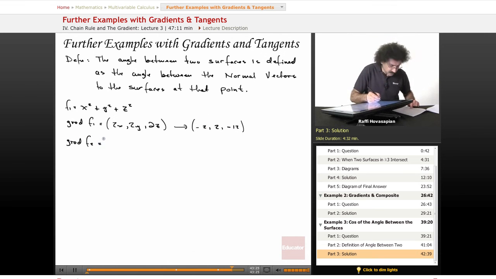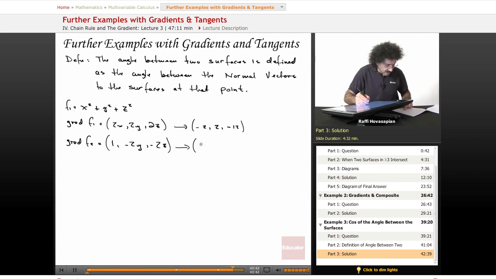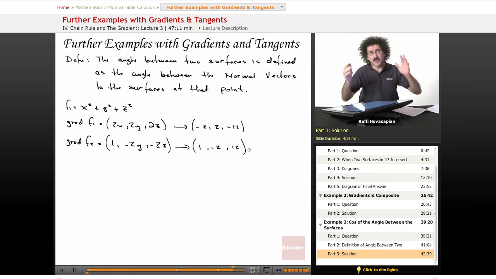So the gradient of f2 is going to be 1, minus 2y, minus 2z, right? df/dx, df/dy, df/dz. It's a vector. When we evaluate it at the particular point in question, we end up with 1, minus 2, and 12. And again, I hope you check my arithmetic here, because arithmetic is arithmetic. It's important for the sake of computation, but it's the math that's important. We want to understand what's going on underneath.